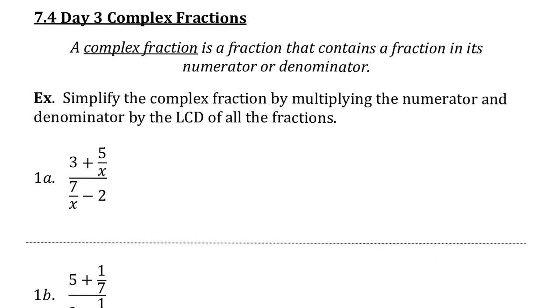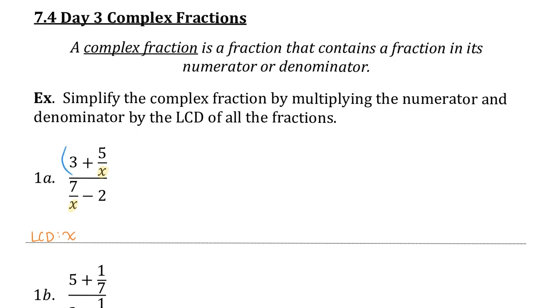Okay, so we're going to simplify the complex fractions by multiplying the numerator and denominator by the least common denominator of all the fractions on the fraction. So for 1a, let's look at the denominators of the fractions that are on the fractions. So on the top, I have the x. Right down here, I have the x. Since they both have x's, the least common denominator is just x. So I'm going to multiply the numerator and denominator by the x.